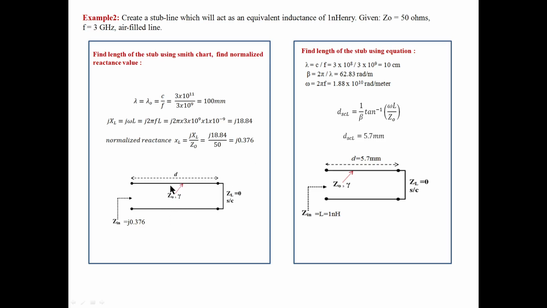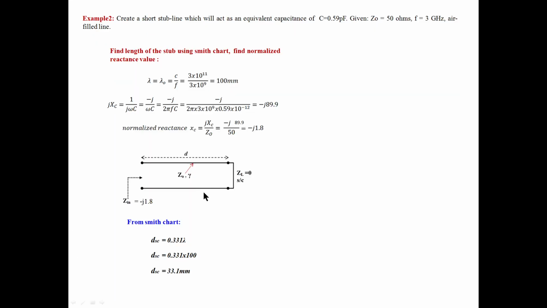If your length is 5.66 or 5.7, in the same transmission line, it behaves like an inductor of 1 nanohenry. You can use it as an inductor of 1 nanohenry. But in the same transmission line, if the length is 33.1 mm, it behaves like a capacitor of 0.59 picofarad.